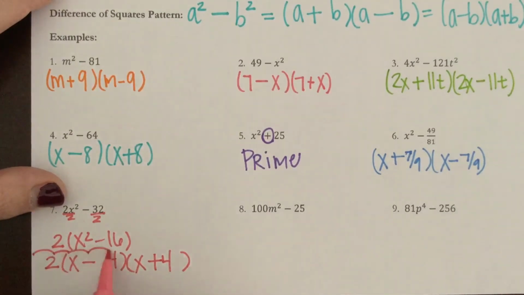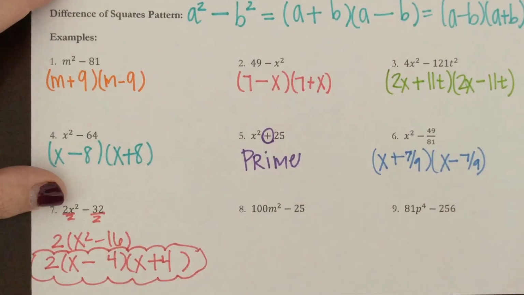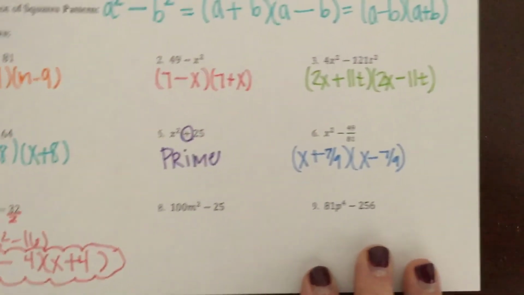So guys, this is my final answer because this is completely factored. Leaving the problem as 2 times x squared minus 16 is not completely factored or completely simplified. There was more I could do here, which was my difference of squares. All right, be really careful on number 8.